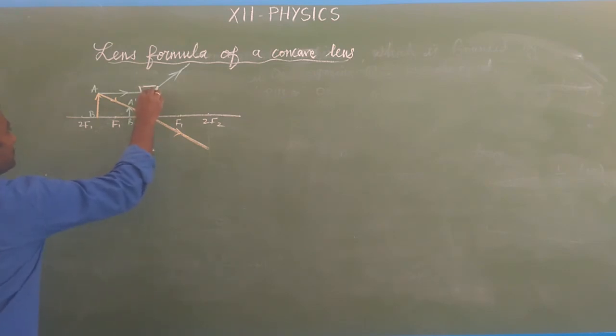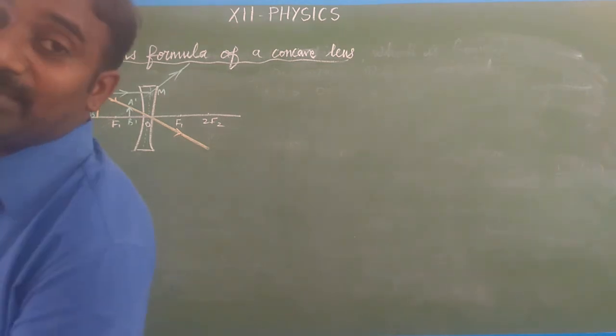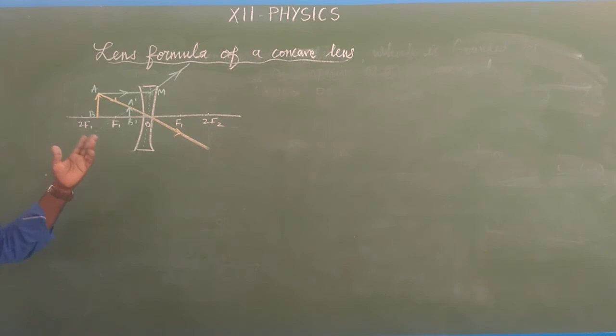Then as usual, from here we'll draw another one perpendicular. That is nothing but the effective diameter of the lens's aperture, and this point is M. As usual, here we are going to consider the two triangles. What are the two triangles? It is the same as the previous case, like the convex lens, how we considered the two concurrent triangles.